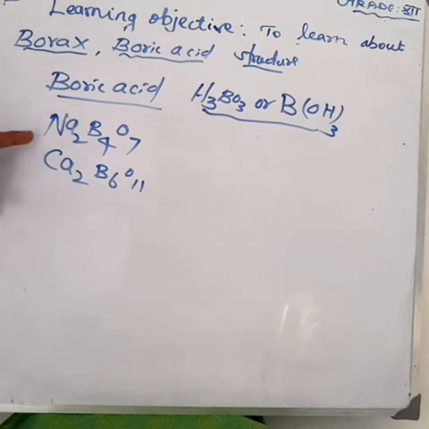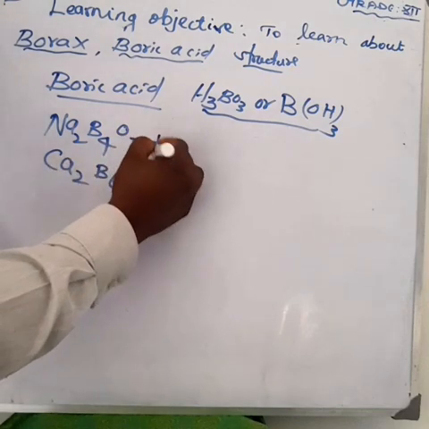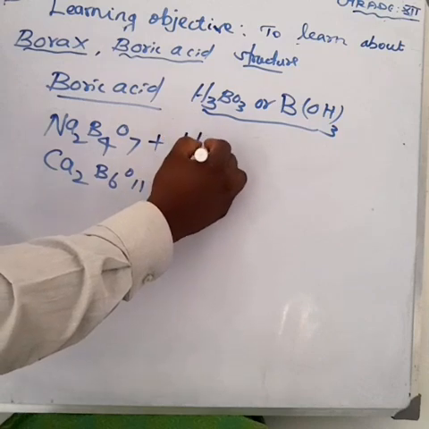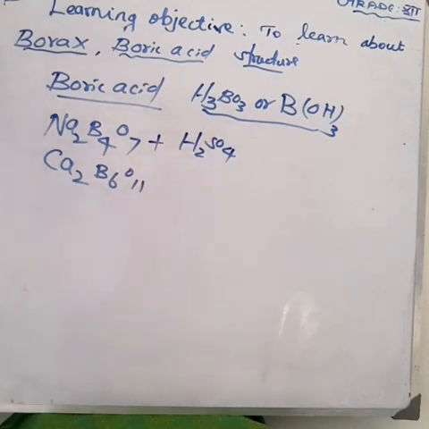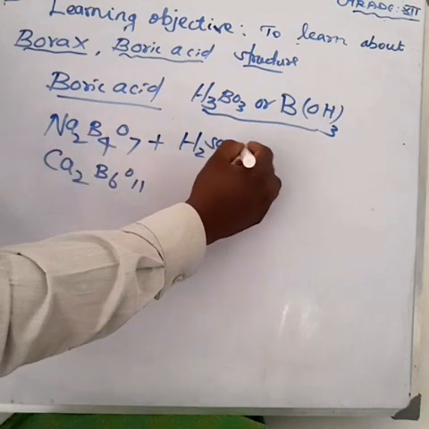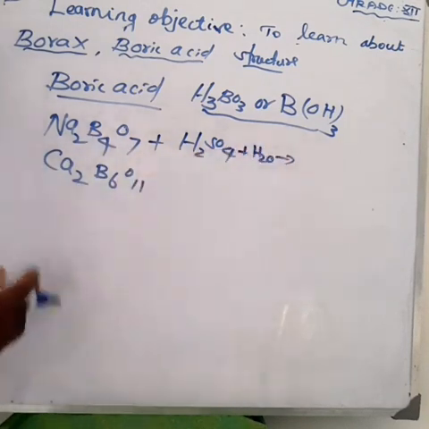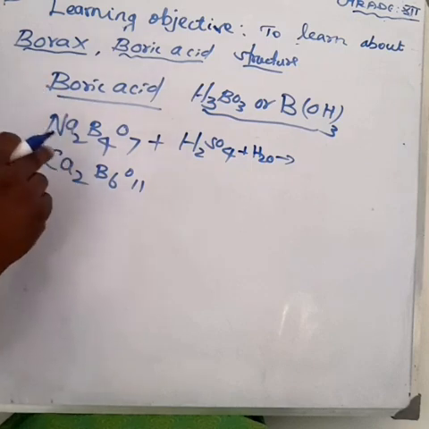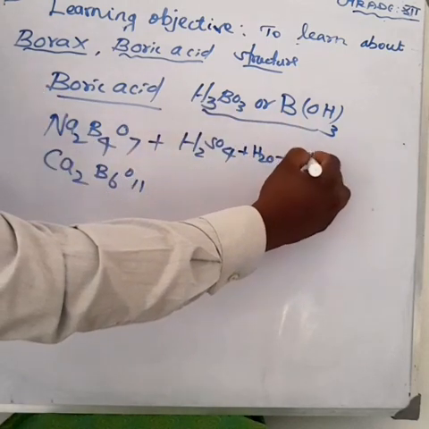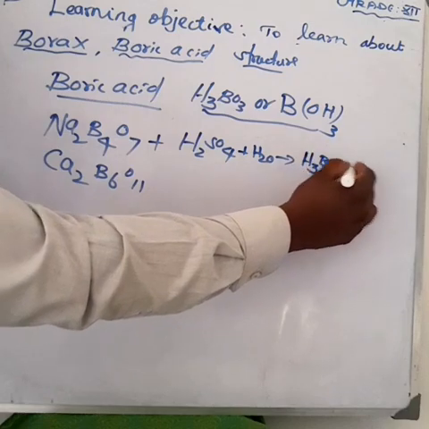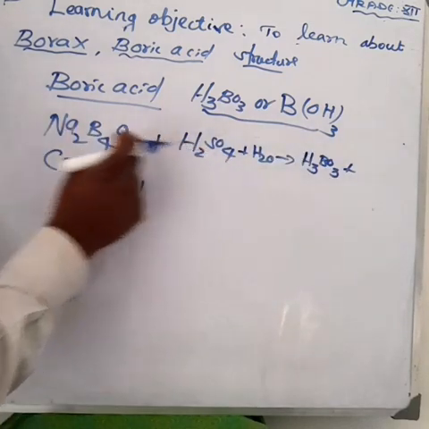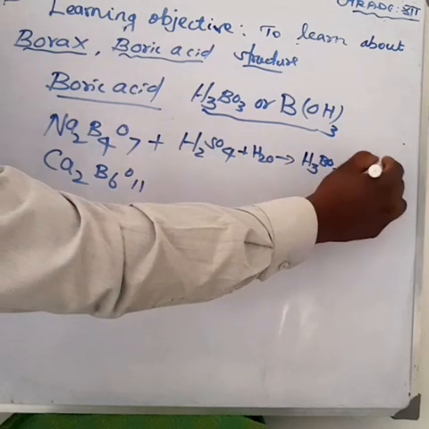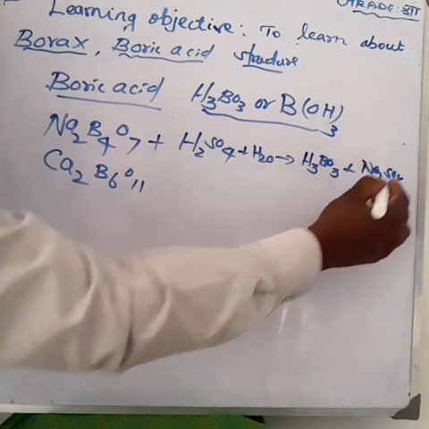What is the first preparation? First one, borax. What is the formula for borax, my dear children? Na2B4O7. This borax reacts with sulfuric acid, H2SO4. This is also one of the dilute acids, so we can add water. So we get boric acid, H3BO3, plus sodium sulfate, Na2SO4. Am I right? Can you understand, my dear children?